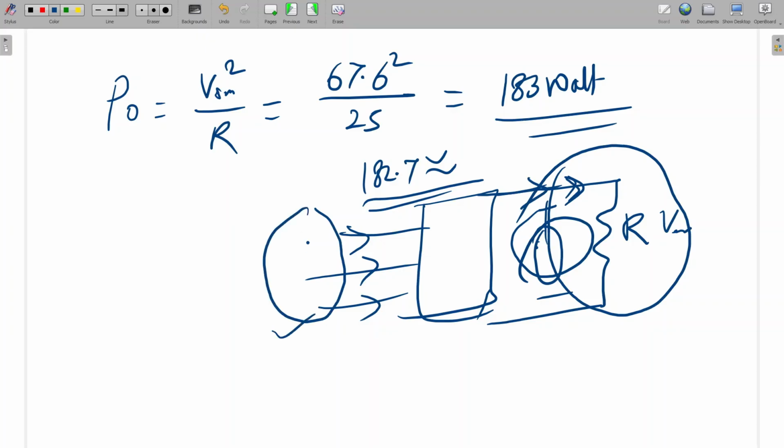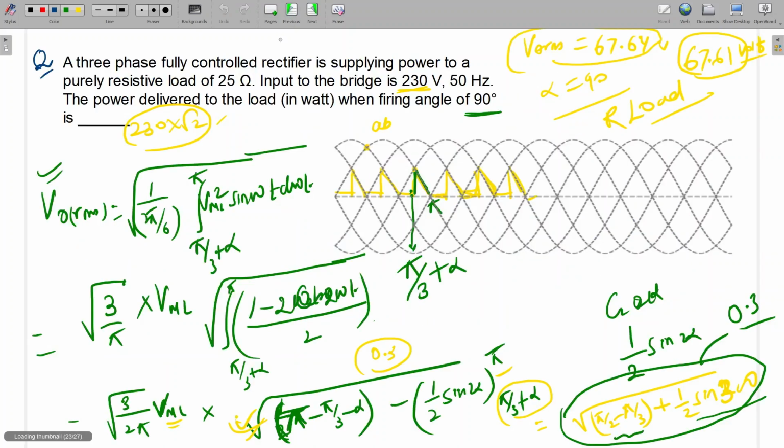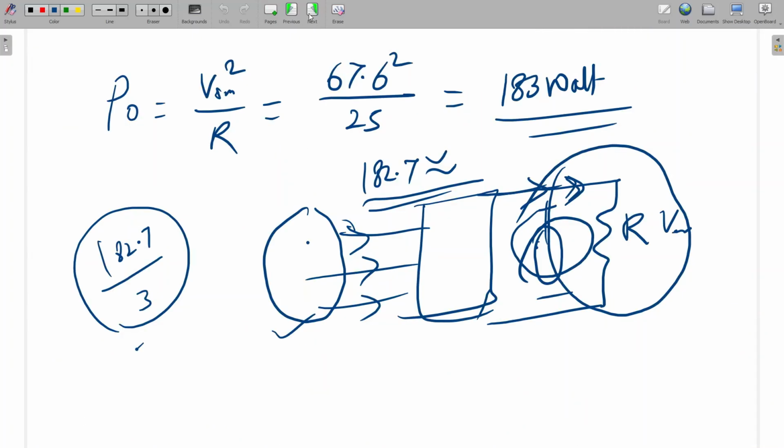If they ask per phase, it is balanced, so that will be 182.7 divided by 3. Sir, here R means equivalent resistance, 25 ohms? No, the output resistance. The power is delivered to the load. Sir, I had one doubt. Three-phase load means it may be star or delta connected? See, load.